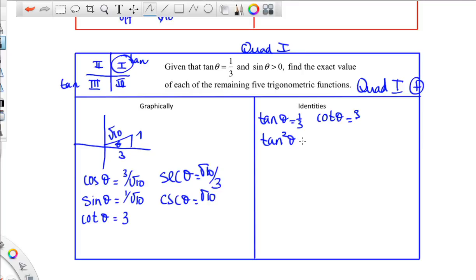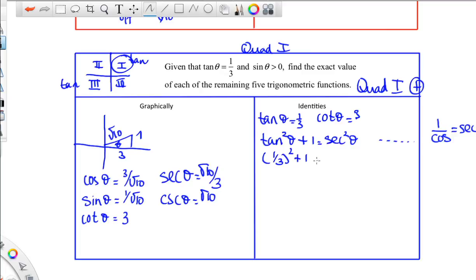Here's another identity that you should probably use: the tangent squared of theta plus 1 is equal to the secant squared of theta. Somehow I have to get to a sine or a cosine, and I can't get there just by looking at tangents and cotangents. So here's a connection between the tangent and the secant, and the secant in its turn is related to the cosine, because it's 1 over the cosine. If I can find this, I can find the cosine, and then that will lead me to the sine. So I'm going to square 1 over 3.